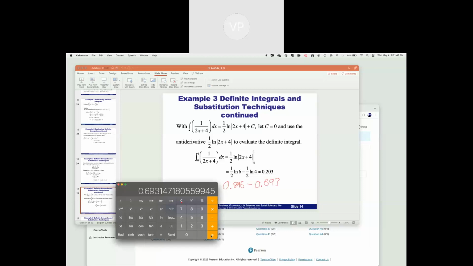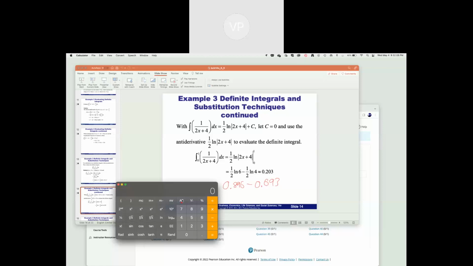So remember, we're subtracting those. Now, in your calculator, we can do this here. I just subtract and add up a 0.896. You'll get your answer. Okay, that negative 0.203 they rounded up to.